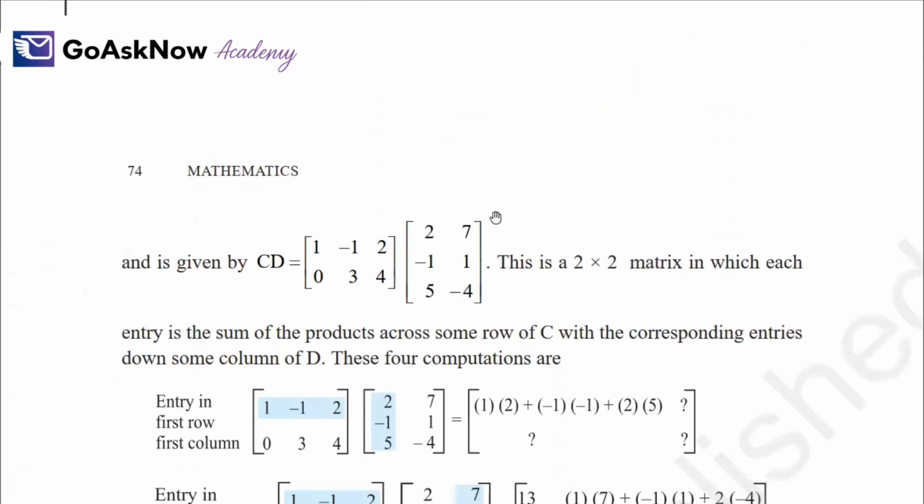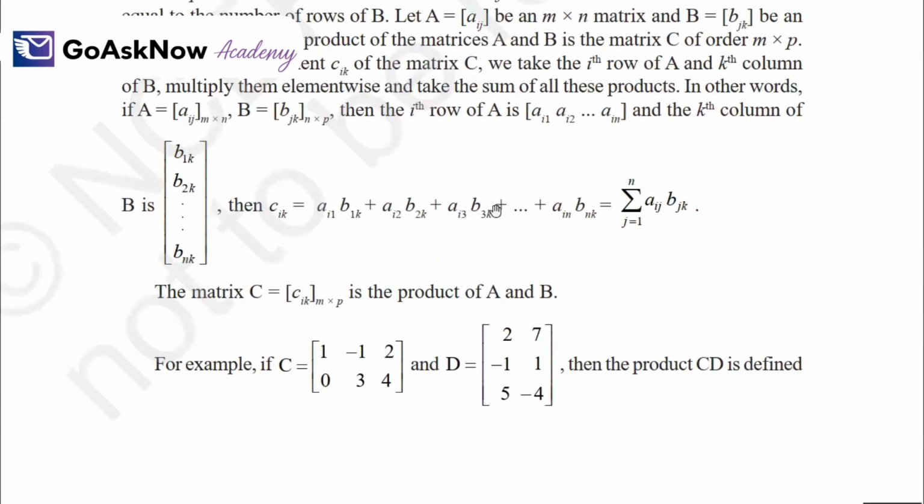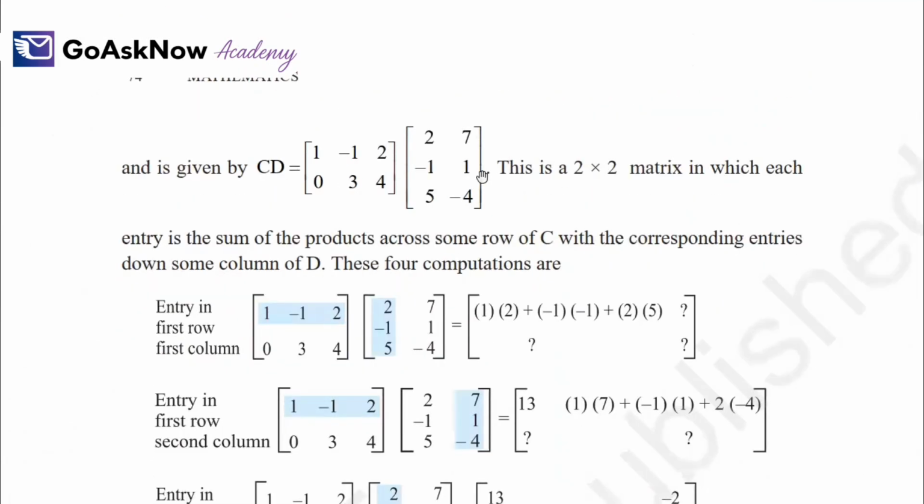The matrix C of order M cross P is the product of A and B. For example, if C and D are two given matrices, then the product CD is defined. CD is given by [1, -1, 2; 0, 3, 4] multiplied by [2, 7; -1, 1; 5, -4]. This is a 2 cross 2 matrix in which each entry is the sum of the products across some row of C with the corresponding entries down some column of D.